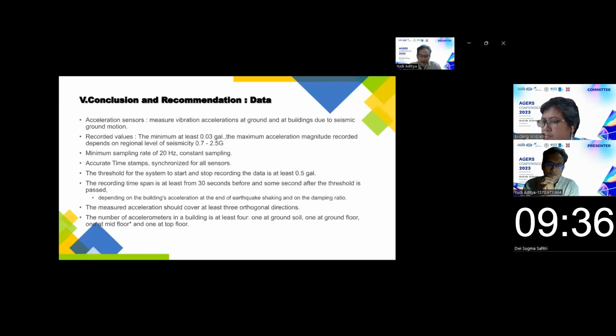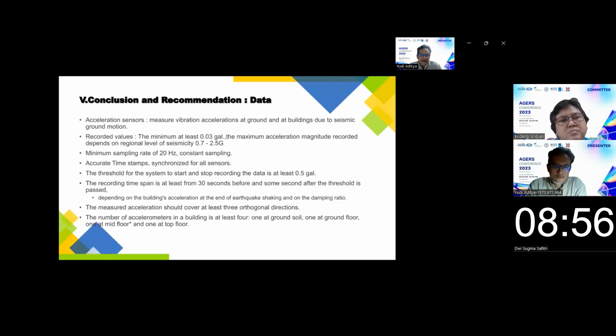In conclusion and recommendations: the acceleration sensor measures vibration acceleration at ground and buildings due to seismic ground motion. Recorded values should have a minimum of at least 0.03 gal. The maximum acceleration magnitude recorded depends on the regional level of seismicity, for example 0.7 up to 2.3 g, up to 2.5 g. Minimum sampling rate of 220 hertz for a single story, with constant sampling, has to have accurate timestamps synchronized for all sensors. Threshold for the system to start and stop recording the data is at least 0.5 gal.